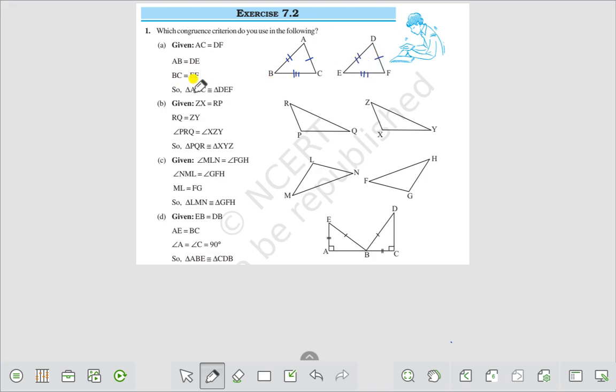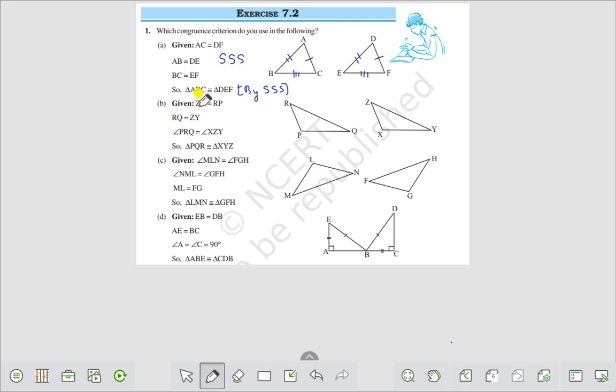That means triangle ABC is congruent to triangle DEF. That means by the rule of side, side, side, right? Therefore, the rule is the side, side, side criterion. SSS, side, side, side congruent rule. This triangle is congruent by the side, side, side congruent rule, right?